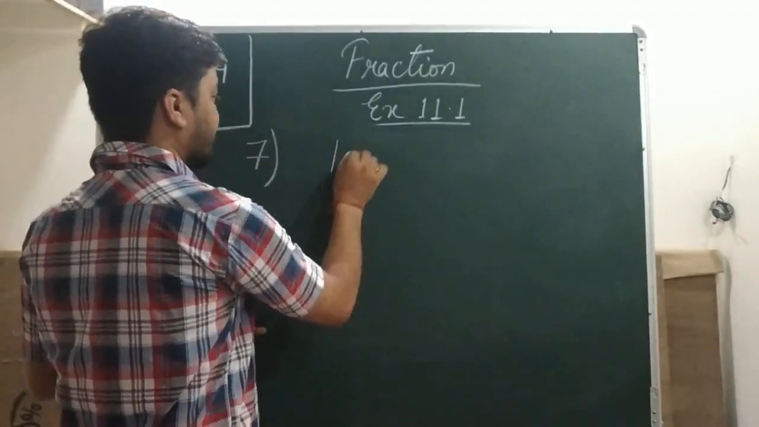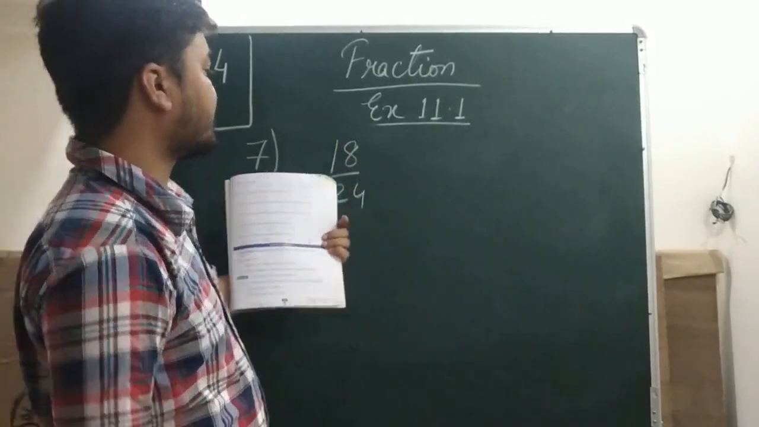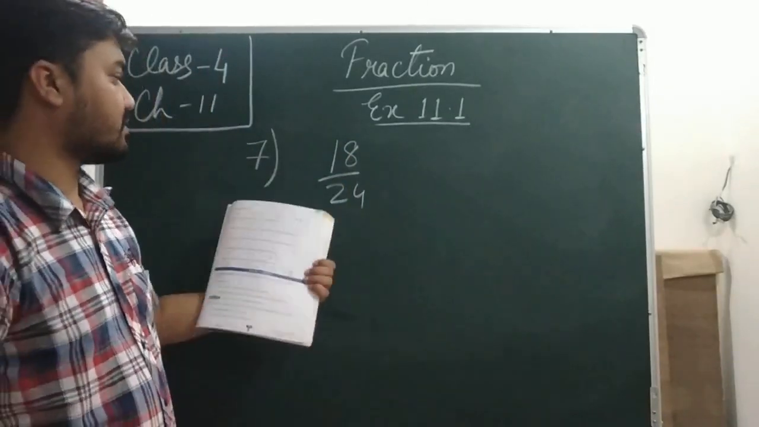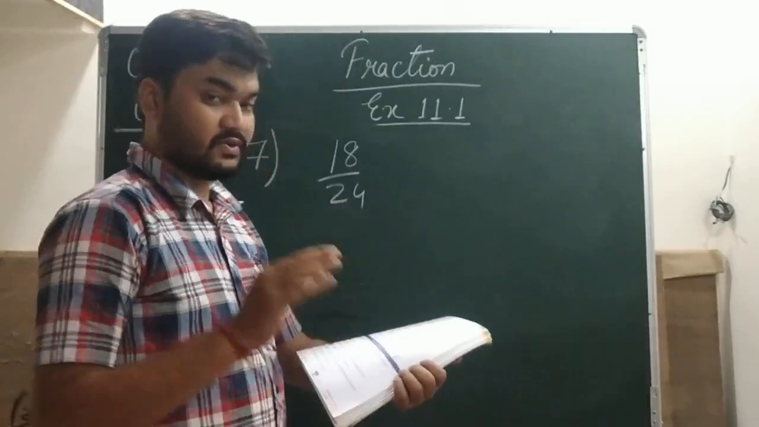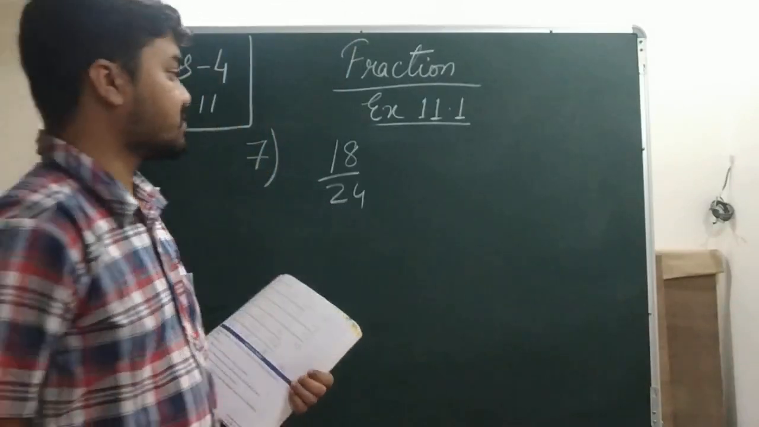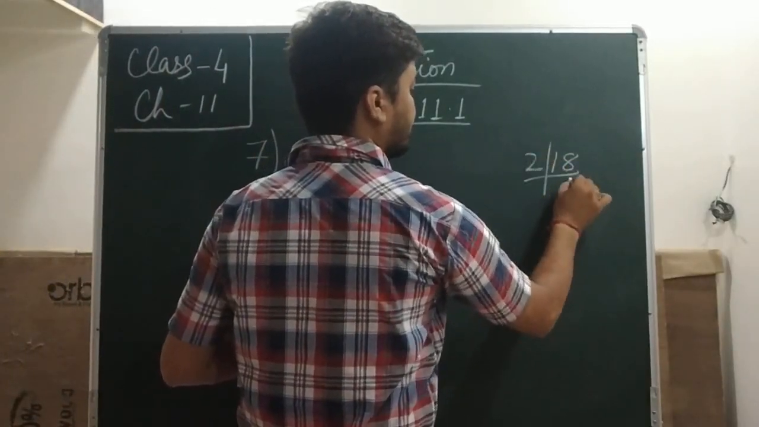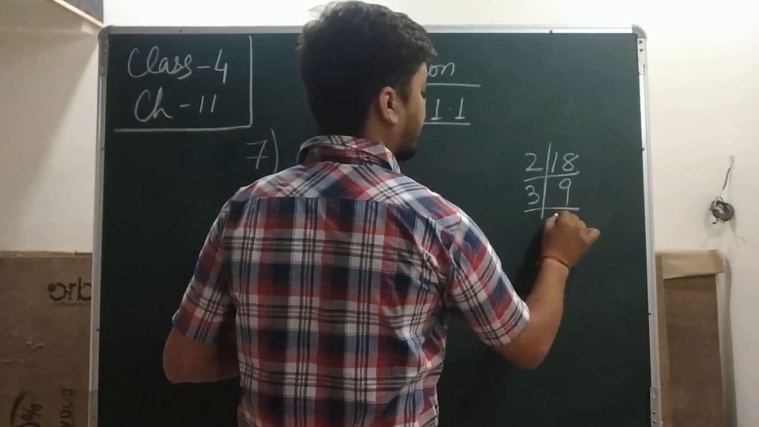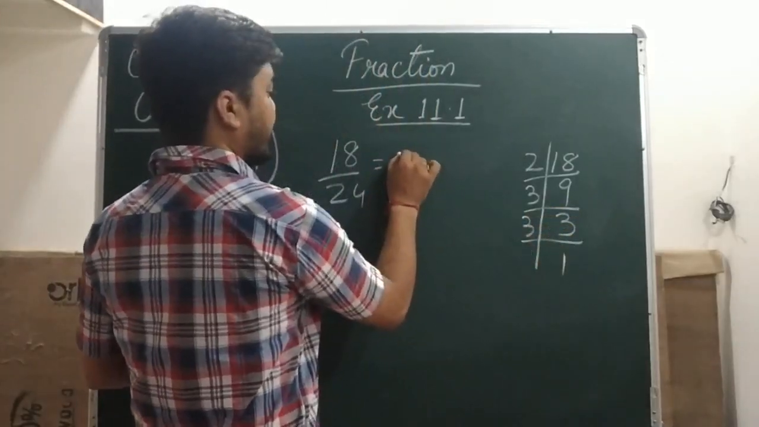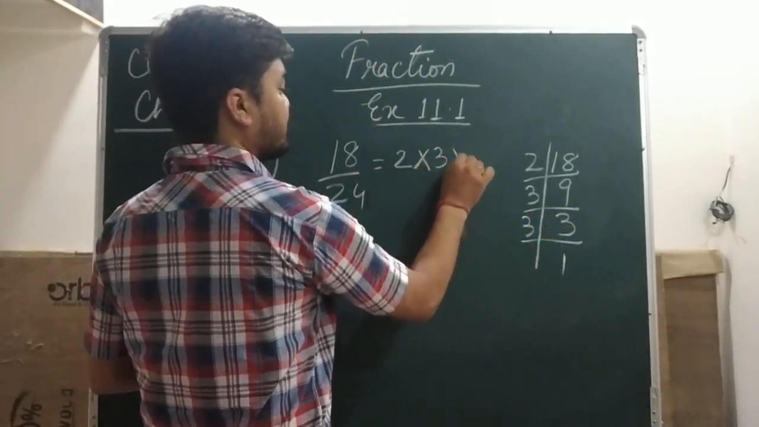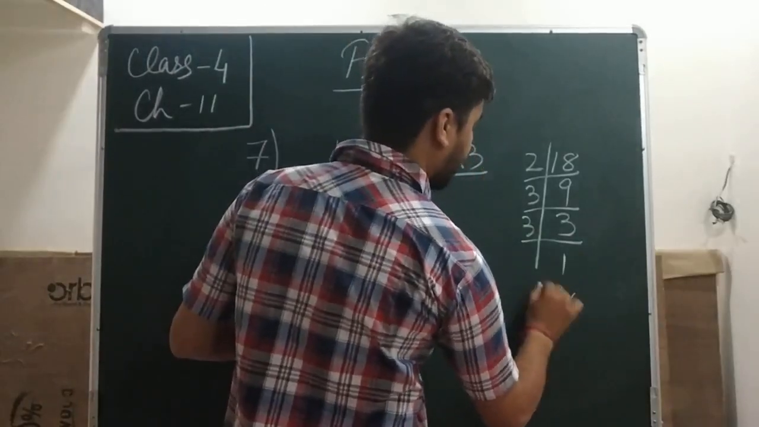Question number 7, we have to reduce it to its lowest terms. The question is given 18 by 24. Okay, if it is a small number you can take out easily, but if the question is like 195 by 390, then you will face some problem. So you just have to take out the factors. 18 is 2 into 3 into 3, and now 24 factors, if you take out.